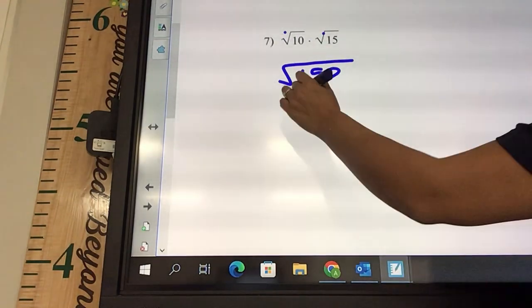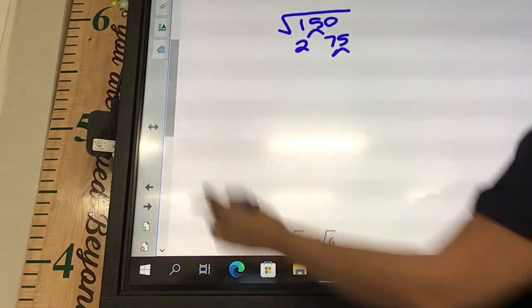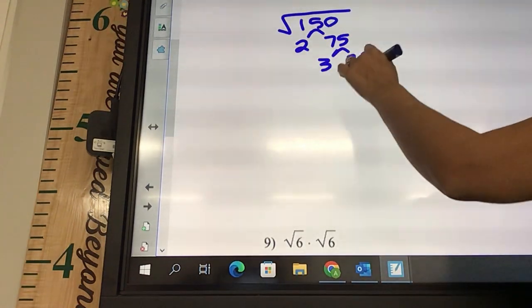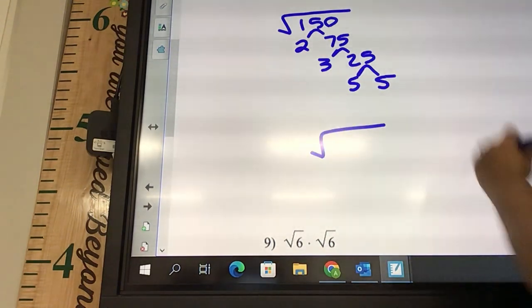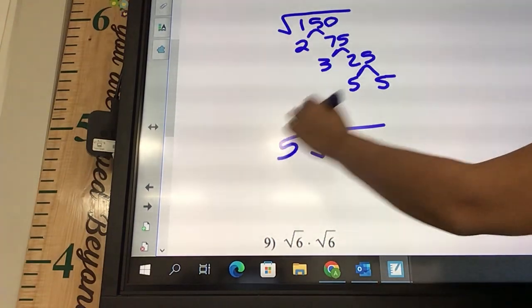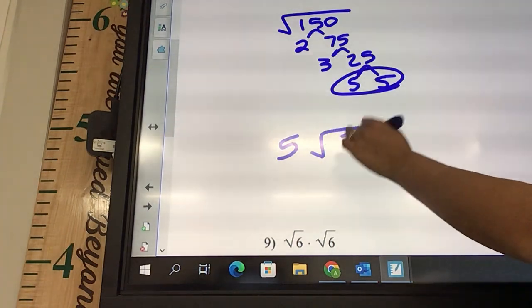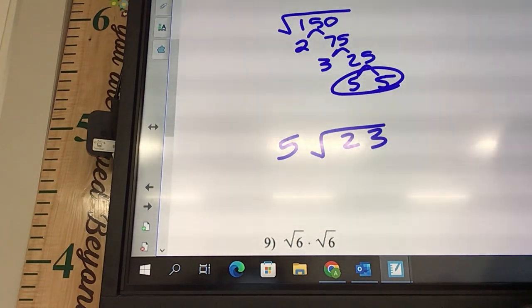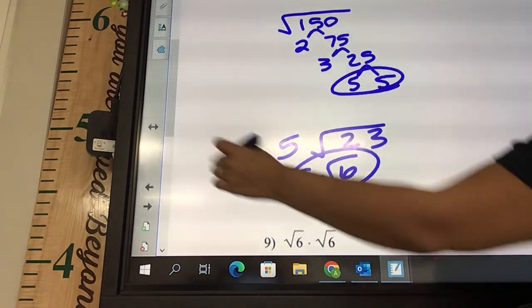What are some factors of 150? 2 and 75. 75, 3 and 25. 25, 5 and 5. So who can go? The 5s. Who cannot go? The 2 and 3. And what do we do with those? Multiply them. So you're going to get 5 square root of 6.